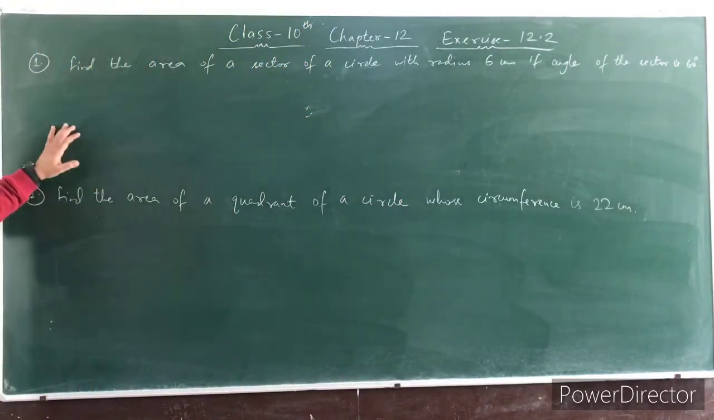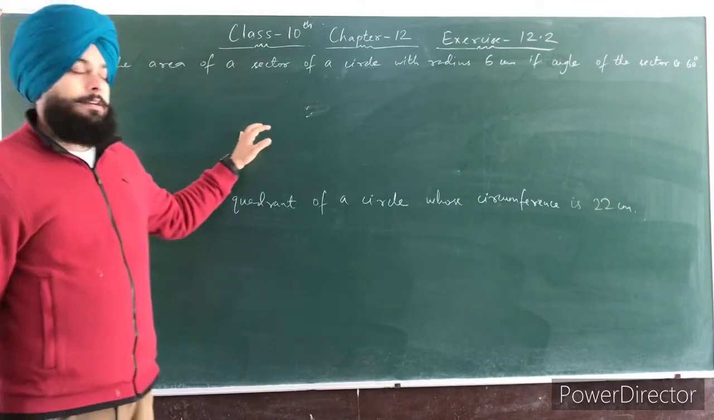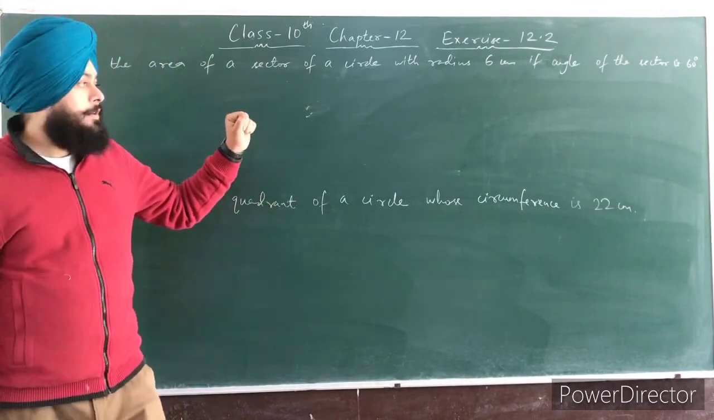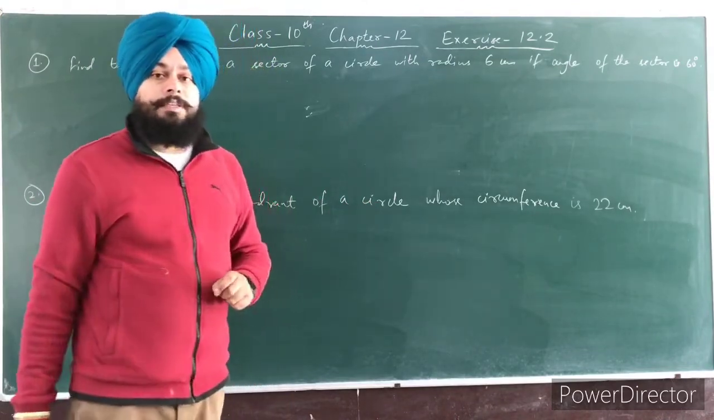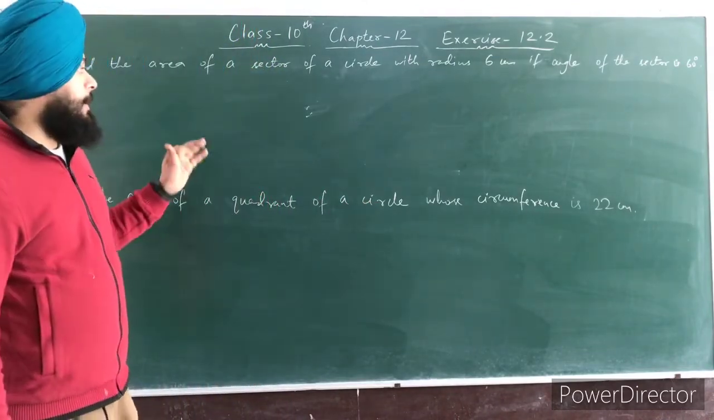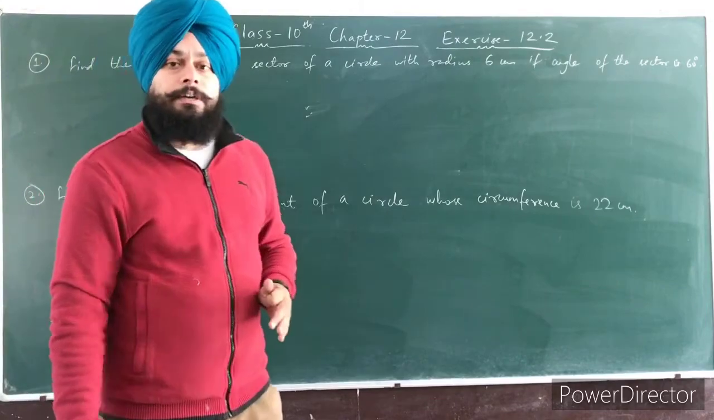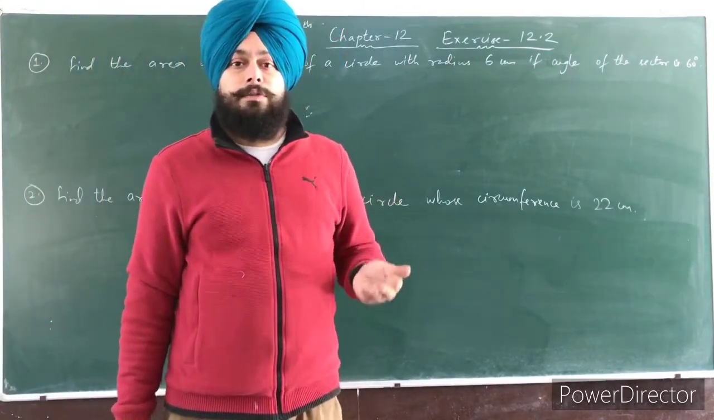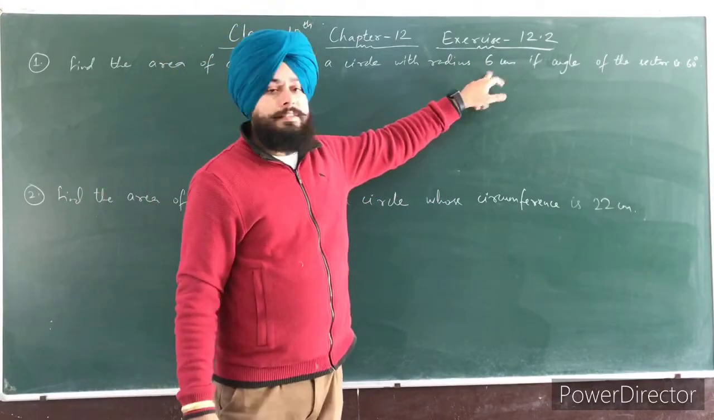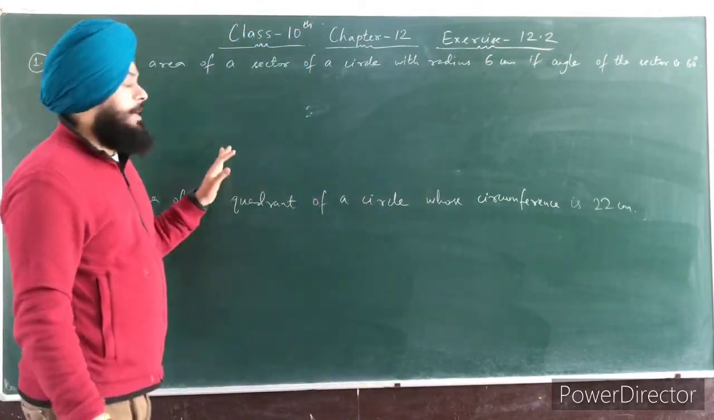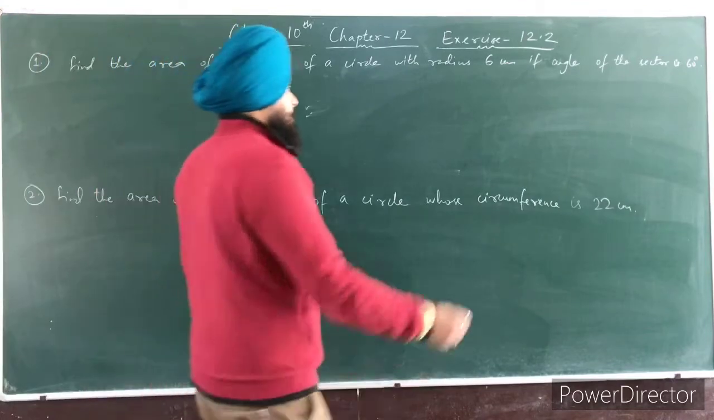The first question is: find the area of a sector of a circle with radius 6 centimeter if the angle of the sector is 60 degree. So we have to find the area of sector. Its formula is theta over 360 into pi r square. Theta is given already, that is 60 degree, and the radius of the circle is 6 centimeter, and we will use pi here as 22 over 7.